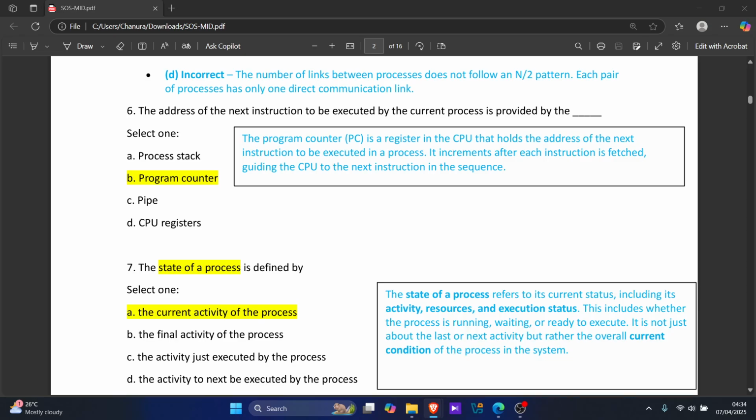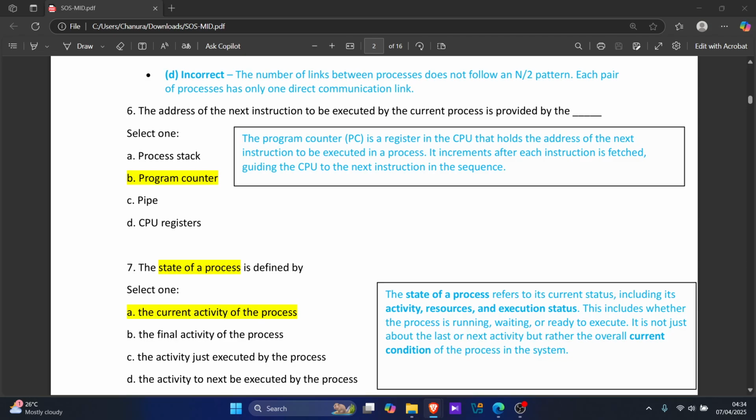Next, the program counter. I remember that the program counter is a CPU register that points to the next instruction to be executed. Each time an instruction is fetched, the PC is updated to point to the next one. That sounds exactly like what the question is asking. So the program counter should be the right answer. But let me check the other options to be sure.